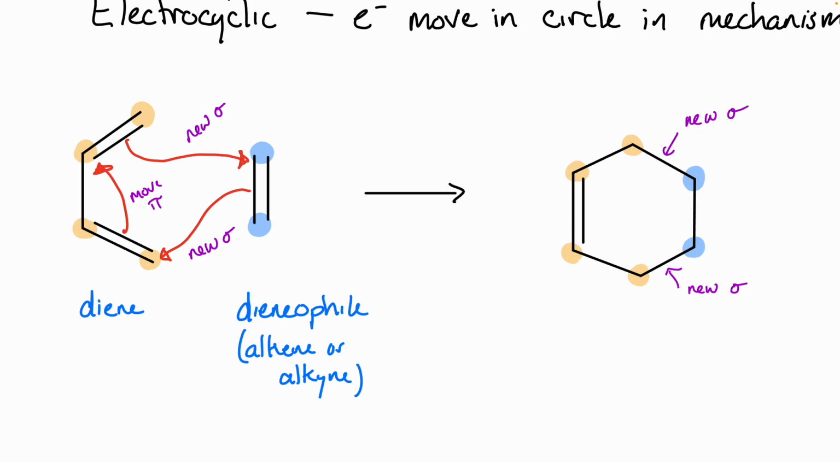All right, so we see that these 1, 2, 3, 4 carbons of my conjugated diene and these 1, 2 carbons of our dienophile are combined to make this new 6-membered ring. All right, so we got these 2 new sigma bonds that have formed, as well as our pi bond has moved to now be between carbons 2 and 3.